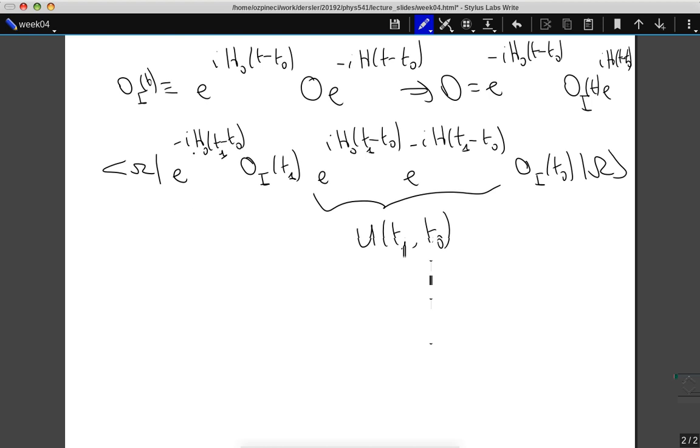Well, here I have the H0 acting on omega. No, okay, that will stay as it is. So this is what I have. So the matrix element that I'm interested in can be written in this form.